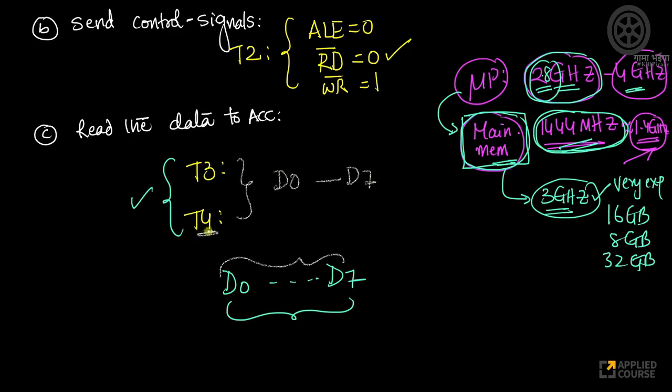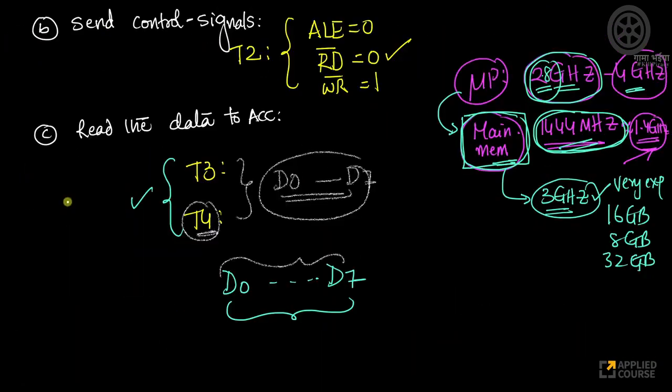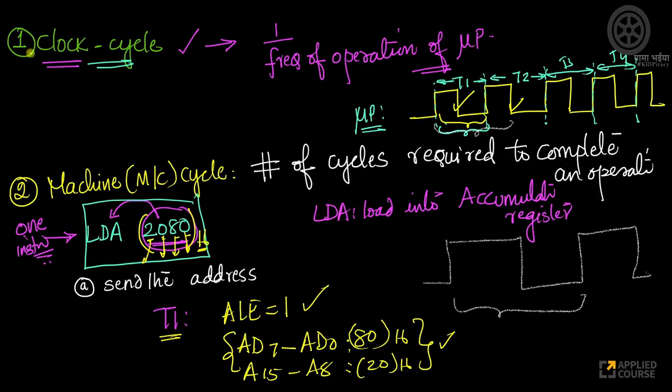At the end of T4, as soon as the data is available, it copies this data and stores it in the accumulator register, because accumulator storage operates at the microprocessor speed. So this whole thing is called the machine cycle. It's very, very important to get these concepts right.